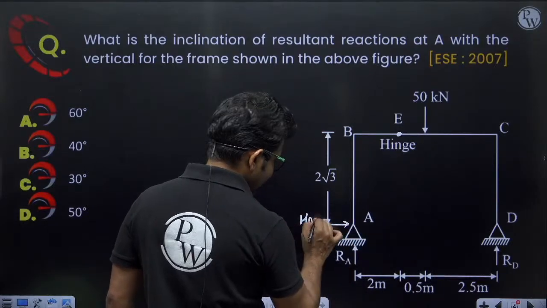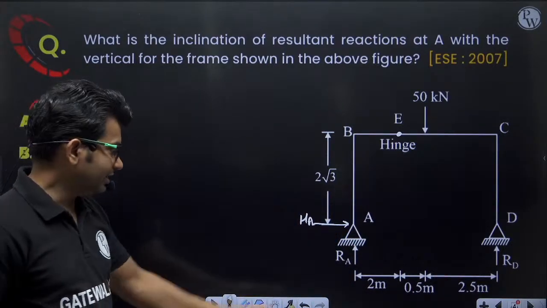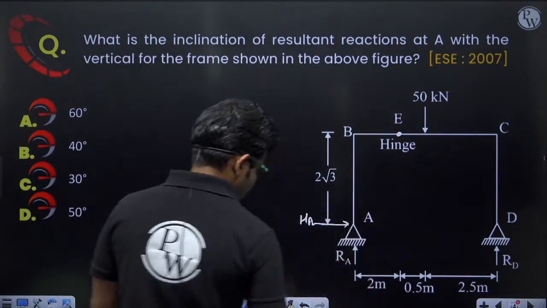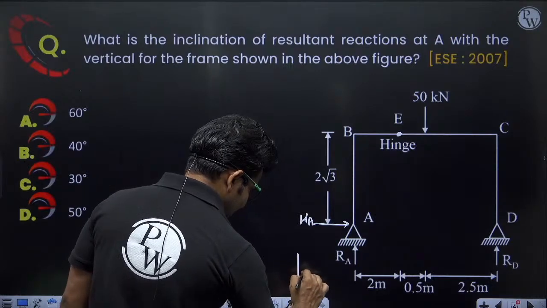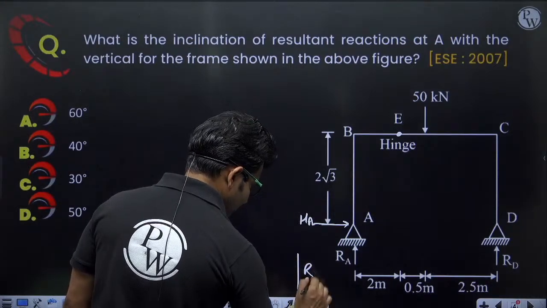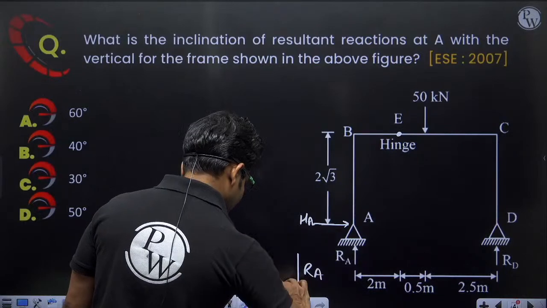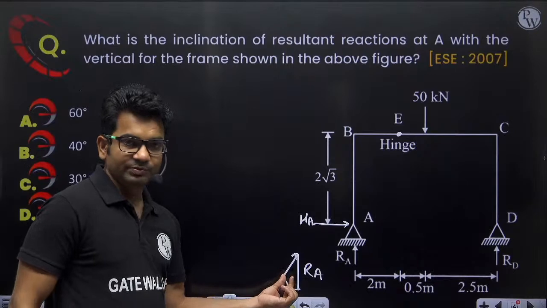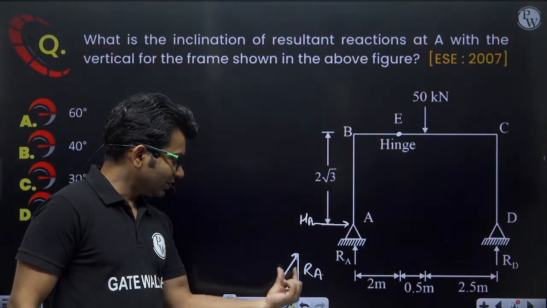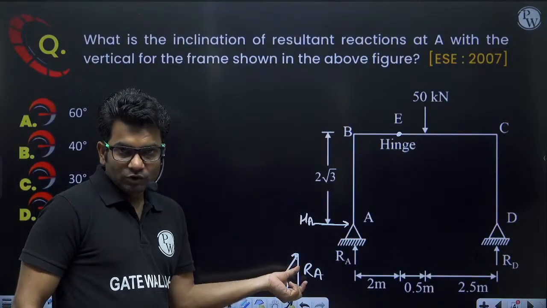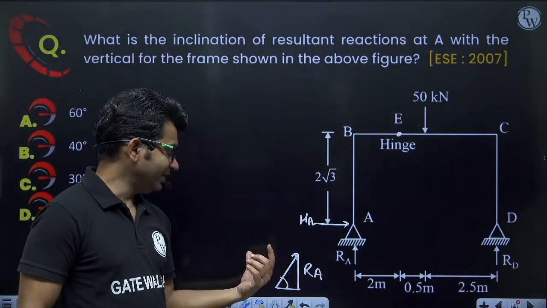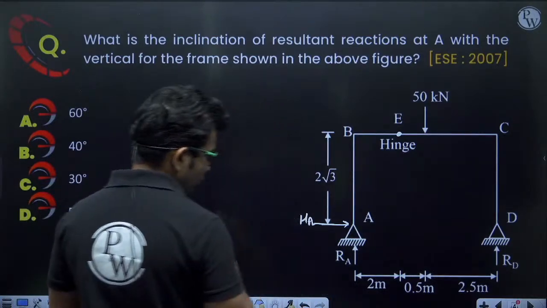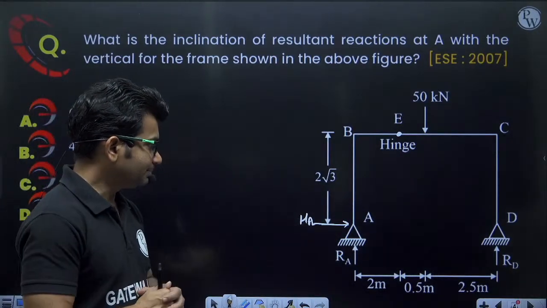RA and HA, these two we will find, and then with the vertical. So this will be RA, this will be HA, and the resultant reaction will be like this. The inclination with the vertical will be given by tan theta equal to perpendicular upon base. From that we will find theta. So first of all we have to find RA and HA.